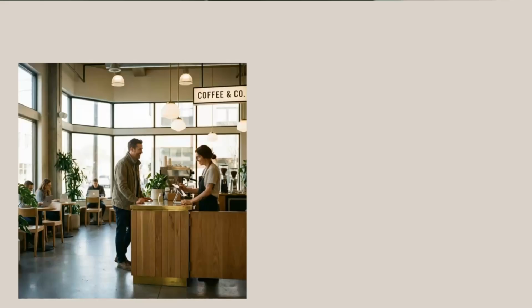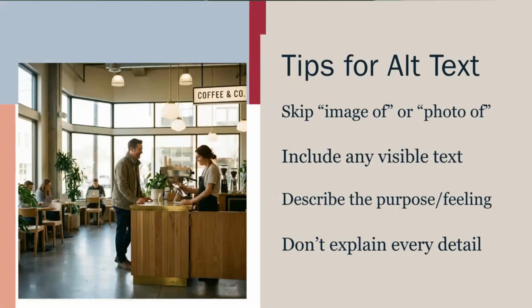A few tips we have for writing good alt text are: skip phrases like image of or photo of because screen readers already detect that and announce it. Be sure to include any visible text. So if there are words in your image, put those in the alt text. Focus on purpose and how you want someone to feel when they see the image. You're not describing every detail.